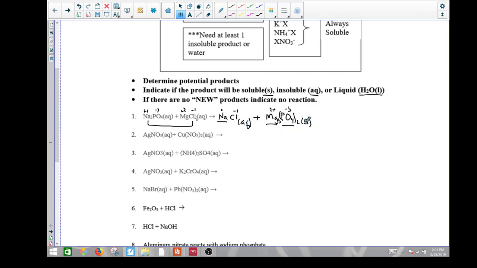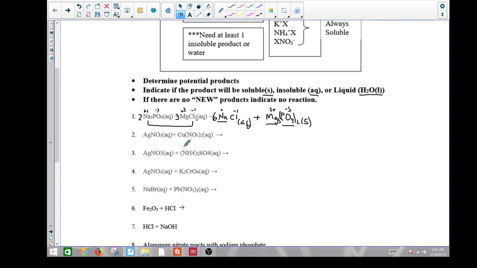If I have two aqueous, I'm a no reaction. Two solids, we need something new forming; we'll see why as we start drawing them out. And this is done. Balancing wise: 2 phosphates, 2 phosphates, 6 sodiums, 6 sodiums, 6 chlorines, and we'll need a 3 right here.